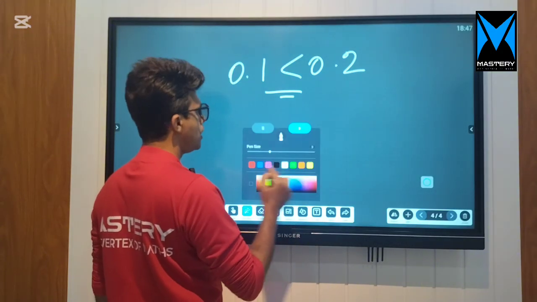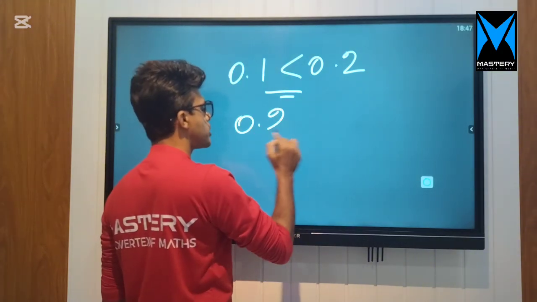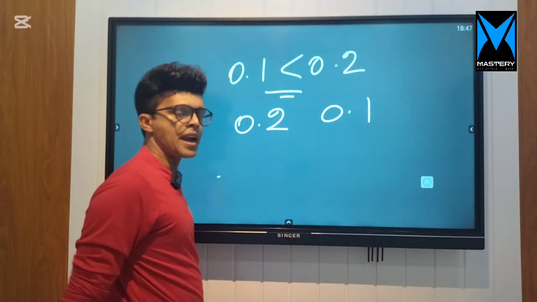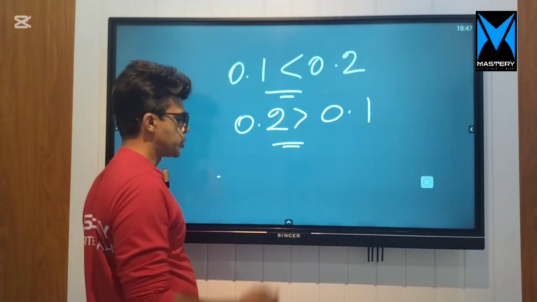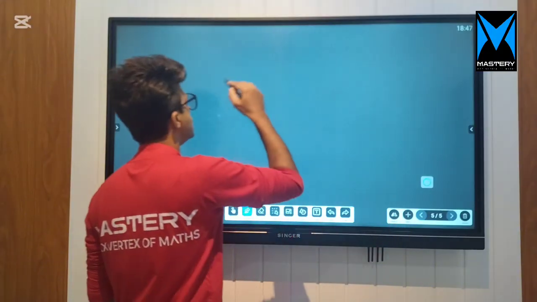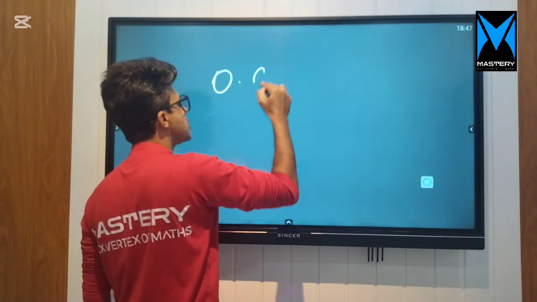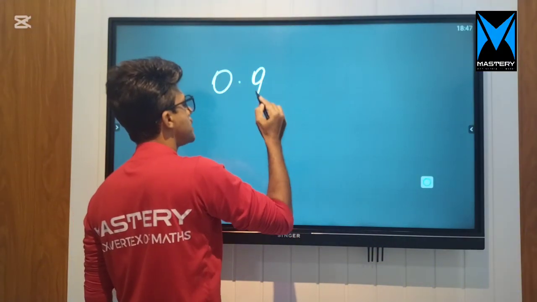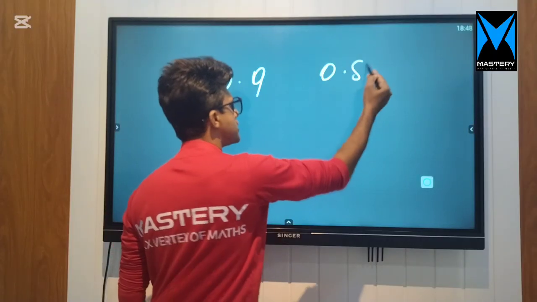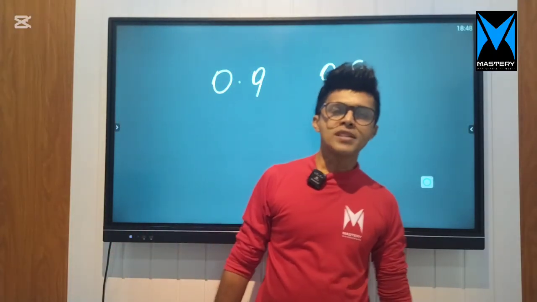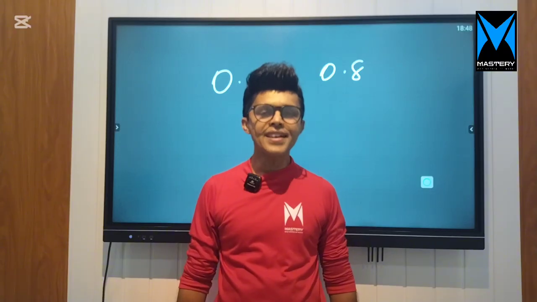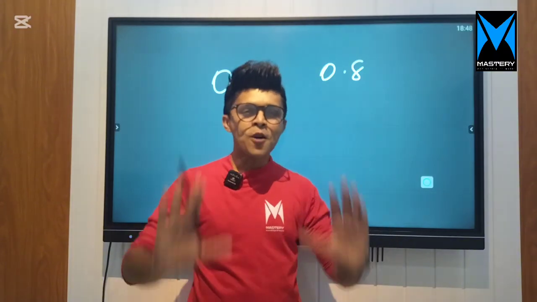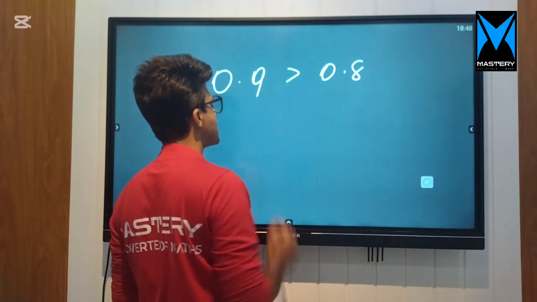Same thing: 0.2, 0.1. The greater decimal number is 0.2. Now think of this one: 0.9, 0.8. Yes, think of this one. What is the greater digit here? Yes, you know. What's that? 0.9 is the greater digit.